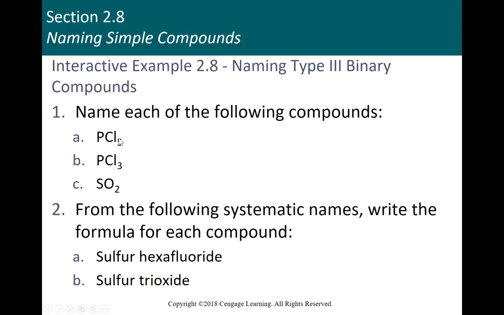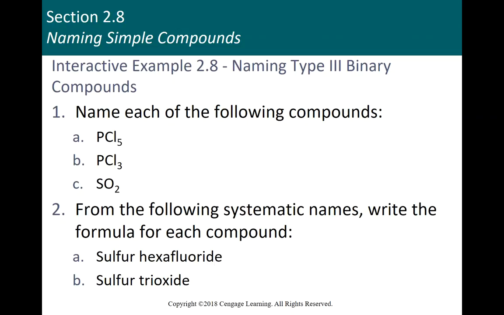So to name this compound, how many phosphorus do we have? We just have one, but we don't use mono, so this is phosphorus pentachloride, phosphorus trichloride, sulfur dioxide.